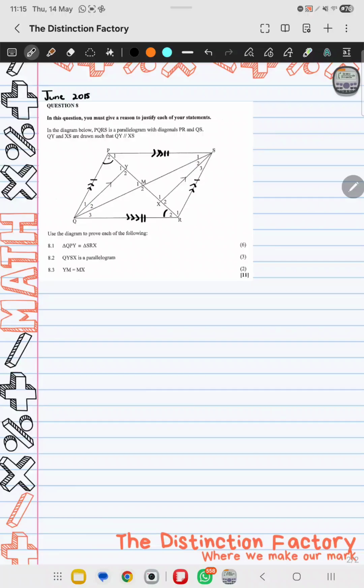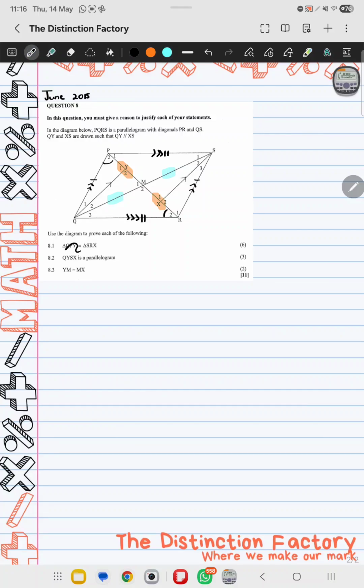We also do know that because it's a parallelogram, your diagonals are bisected. So we've got diagonals PR and QS. That means that this line here, let's put a highlight on it, is equal in length to this. And then separately, we've got this part being equal to this part here.